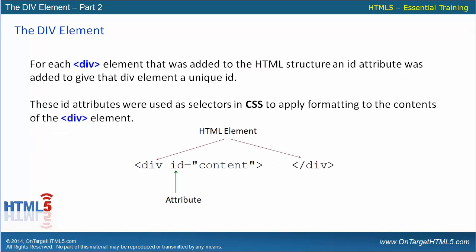For each div element that was added to the HTML structure, an ID attribute was added to give that div element a unique ID. These ID attributes were used as selectors in our CSS to apply the formatting to the contents of the div element. If you remember right, we added the div element to our HTML structure, then we added an ID and gave that ID a unique name, and then we had our closing tag for the div element. That unique ID name is how we actually identified in CSS what we were formatting.